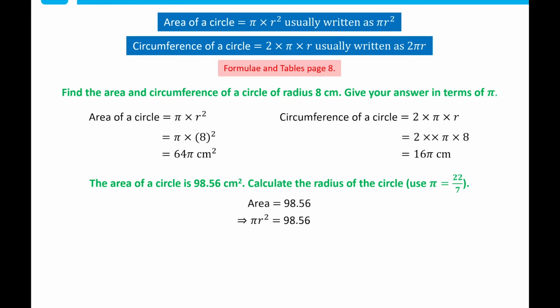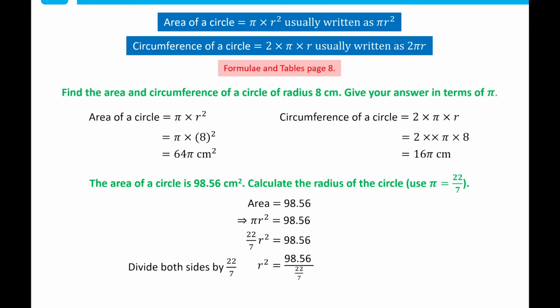Pi r squared equals 98.56. Now substitute in any other known values. We know that pi is equal to 22 over 7, so substitute this in. This gives us 22 over 7 times r squared equals 98.56. I now need to solve for r. This means I want r on one side of the equation and all of the other values on the other side. Let's divide everything by 22 over 7.